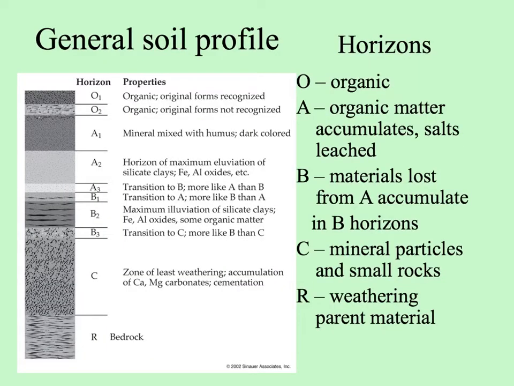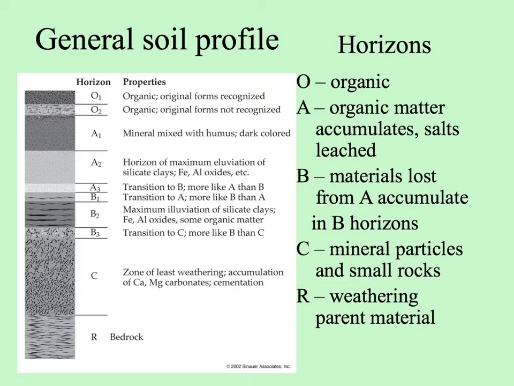So soil can be compared in different parts of the world by looking at its profile. And you look at a soil profile by digging a deep pit in the ground. The organic layers on the top, the O horizon, and then the ABC horizons below that, and at the very bottom, the bedrock, which is the parent material that weathers away.